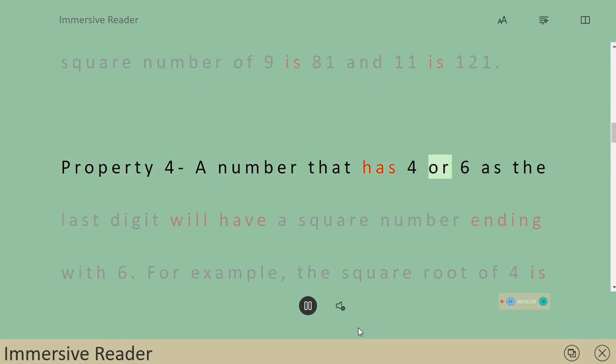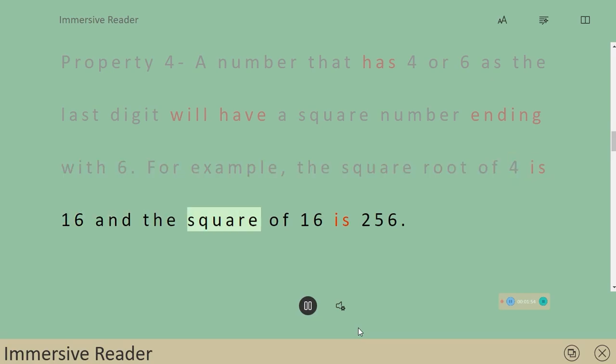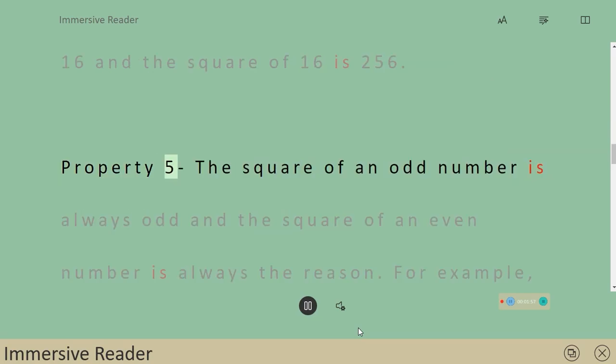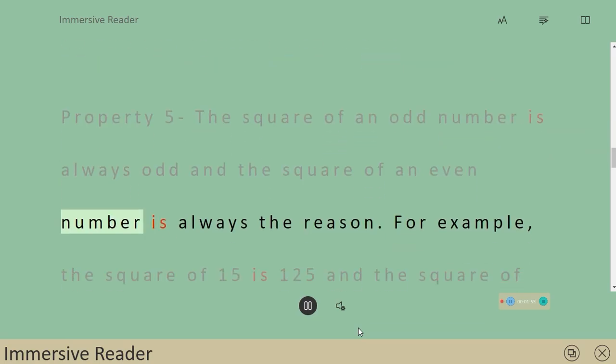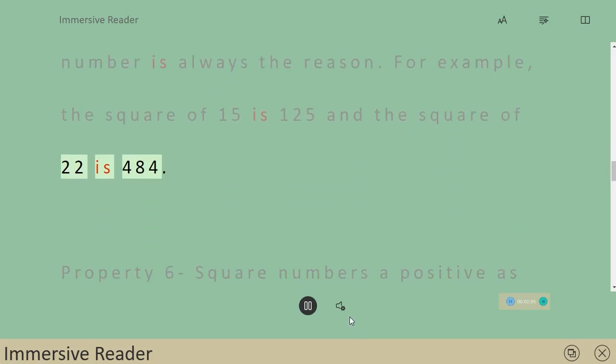Property 4: a number that has 4 or 6 as the last digit will have a square ending with 6. For example, the square of 4 is 16 and the square of 16 is 256. Property 5: the square of an odd number is always odd and the square of an even number is always even. For example, the square of 15 is 225 and the square of 22 is 484.